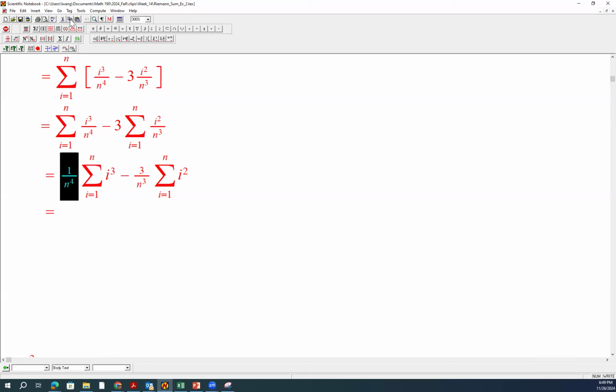Refer to your index card if we need that. So this is going to be n times n plus 1 over 2, and all of it is being squared, subtracting 3 over n raised to the power 3. And the formula we needed is n times n plus 1 times 2n plus 1 over 6.